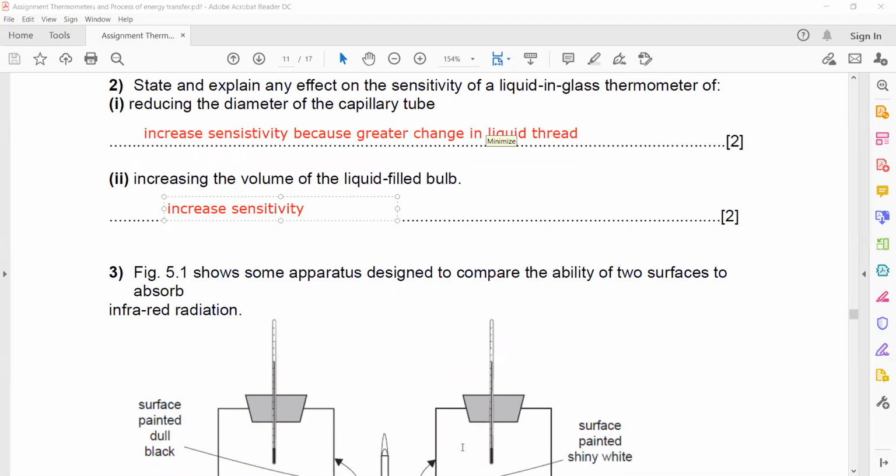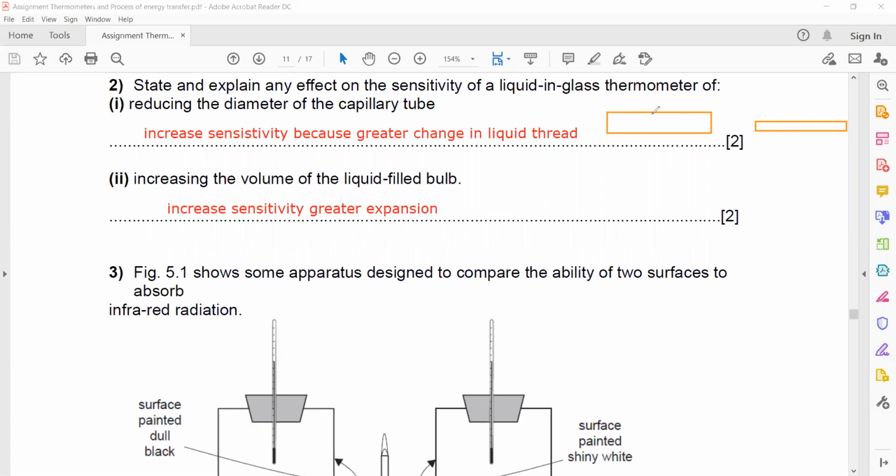Yeah, a small change in temperature will cause more liquid to expand, as a greater amount of liquid is there. So it increases sensitivity because of greater expansion. For the first one, I cannot write greater expansion, because whether I'm using a thin capillary or a thick capillary, both have the same expansion because I did not change the amount of the liquid.